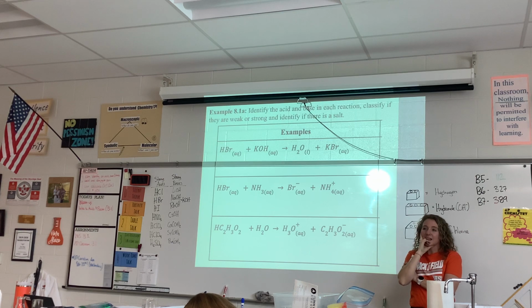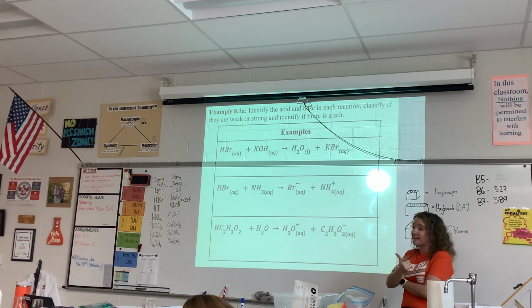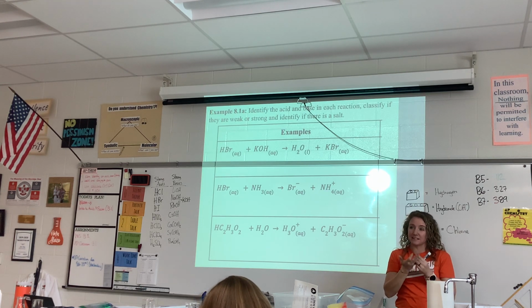Okay, eyes up front. I'm going to do the first 3 with you, and then I'll have you try 3 as a table in practice. Okay? So our first objective here is to identify whether something is an acid or a base, classify it as strong or weak, and then if there's a salt present, I want you to label that as well.